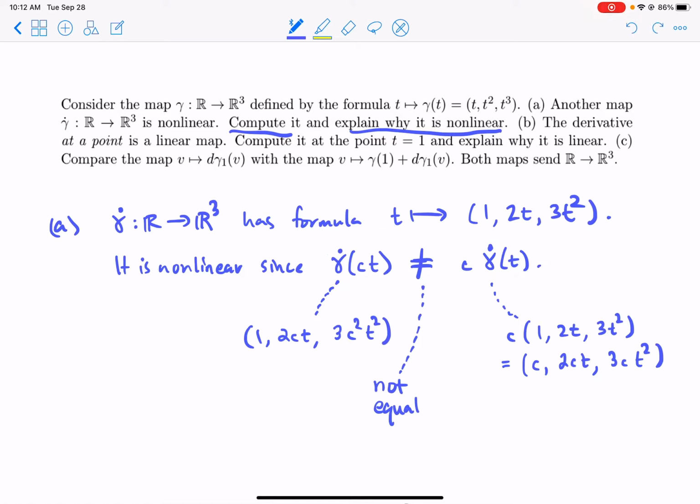And so how do I see that they're not equal? Well, I compute this one. The left-hand side looks like this. I plug in ct for the t and t squared. Then, if I first plug in t, I just get the same thing again here. And then I multiply by c on the outside. You can see I don't get the same thing. For example, here's a c and here's a 1. The 2ct and the 2ct are the same, so that was sort of interesting. But here we see it's different: 3c t squared versus 3c squared t squared. So that is my explanation of why this map is nonlinear.